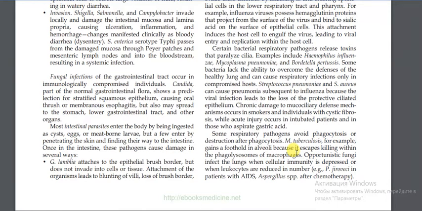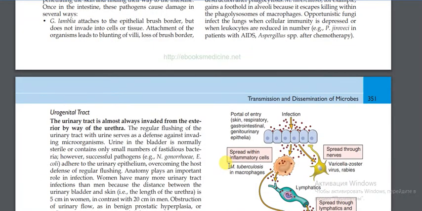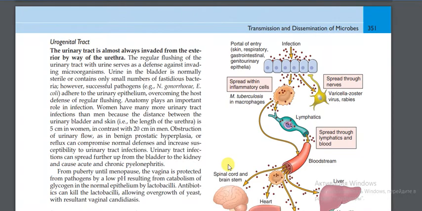Opportunistic fungi infect the lungs when cellular immunity is depressed or when leukocytes are reduced in number. For example, in patients with AIDS, or Aspergillus spores after chemotherapy, they can settle there. We'll discuss much more about this in the respiratory tract topic. Now we move forward to the urogenital tract.